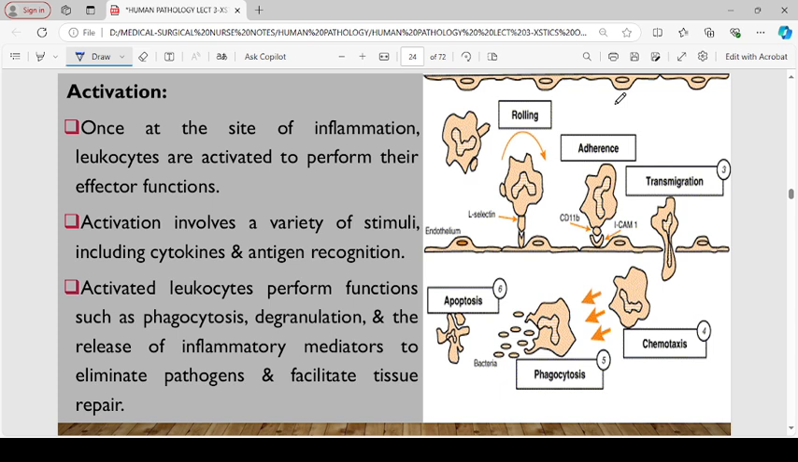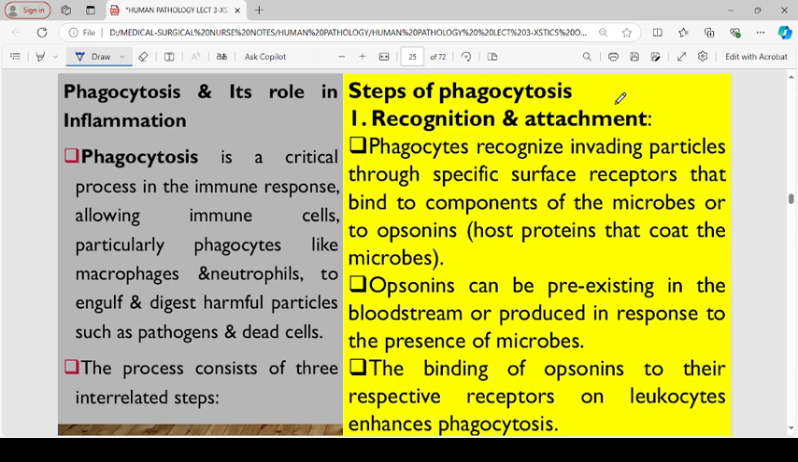Once at the site of inflammation, leukocytes are activated to perform their effector functions, right? Which could include phagocytosis, degranulation, or release of inflammatory mediators to eliminate pathogens and facilitate tissue repair. Phagocytosis is a critical process in the inflammatory response because it allows immune cells, particularly phagocytes like macrophages and neutrophils, to engulf and digest harmful particles such as pathogens or dead tissues.